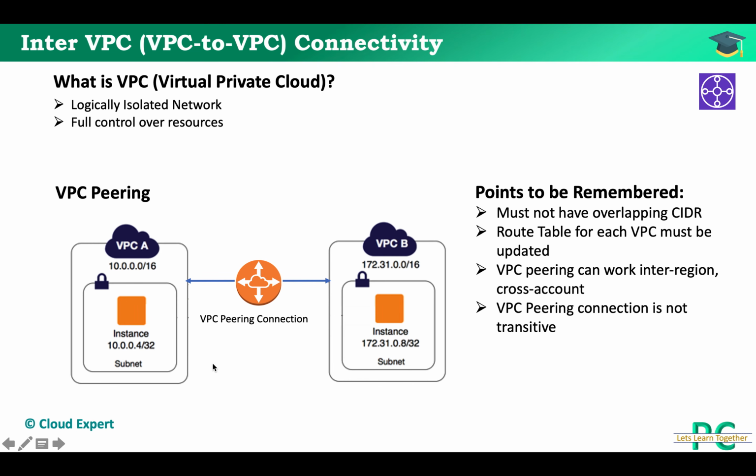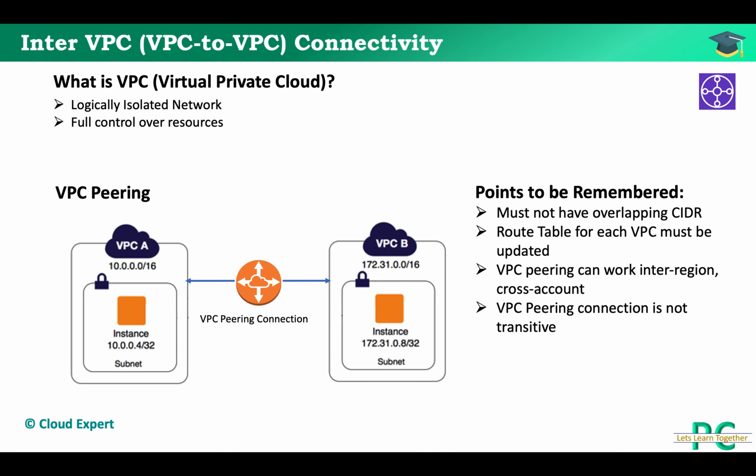Second, as I told earlier, you have to update the route table in each VPC to complete the VPC peering connection. Let's say you initiated that peering connection and you have accepted it from the other VPC, but you haven't updated the route table in both the VPCs.